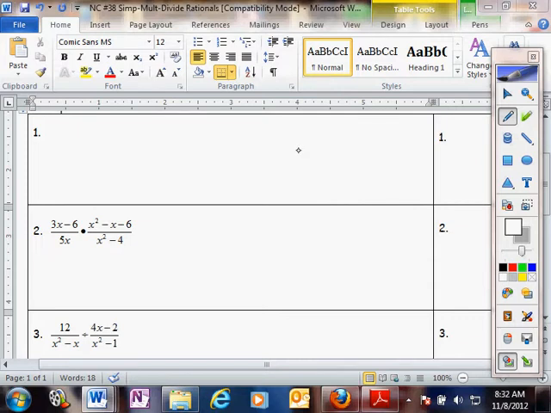Okay, let's talk about note card 38. We're going to be simplifying, multiplying, and dividing rational expressions. So the basic thing we want to start with here is whatever you can factor, always factor. Let's look at the first example.